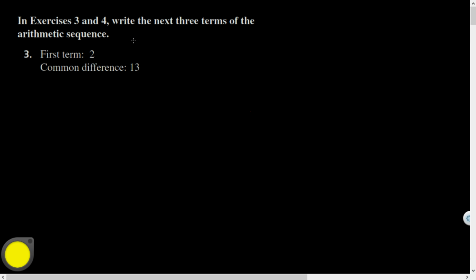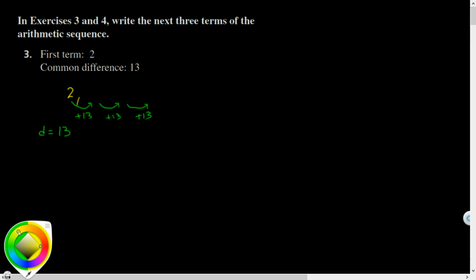I've got a good number of problems we're doing today. It says write the next three terms of the arithmetic sequence. The first term is 2, all right? And the common difference is 13. Now, common difference, D, I was comparing that to our slope, so to speak. Common difference is the thing that I will add to any term to get the term after it. So adding 13 is the difference between any two consecutive terms.